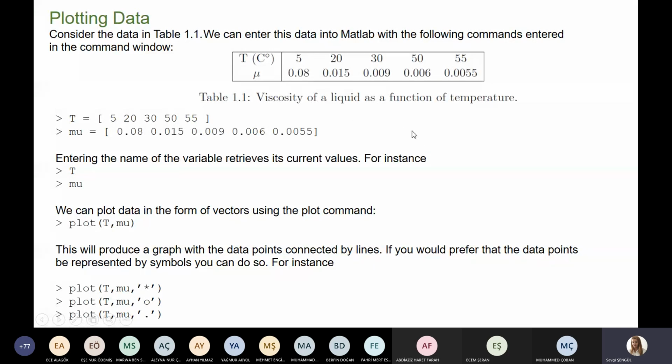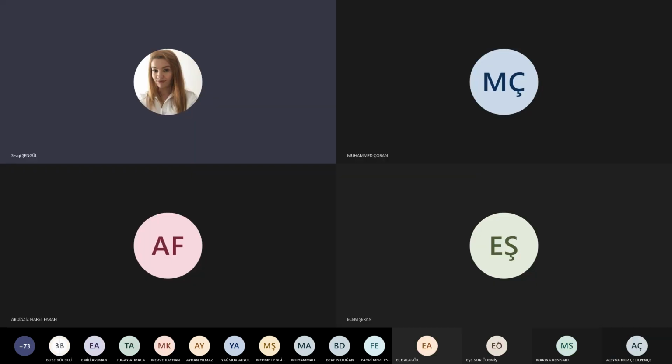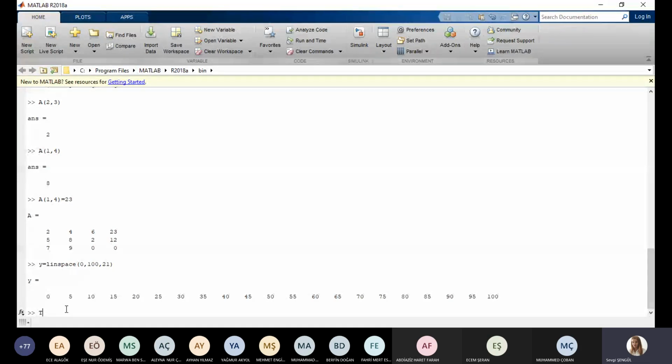I want to put the temperature degrees on the x-axis and the viscosity values on the y-axis, okay? To be able to do that, we need to define the temperature and the viscosity in vectors. Let's do that. I am opening my temperature vector. How were we defining the vector? With square brackets: 5, 20, 30, I am defining a row vector, 50 and 55. It was given to me.